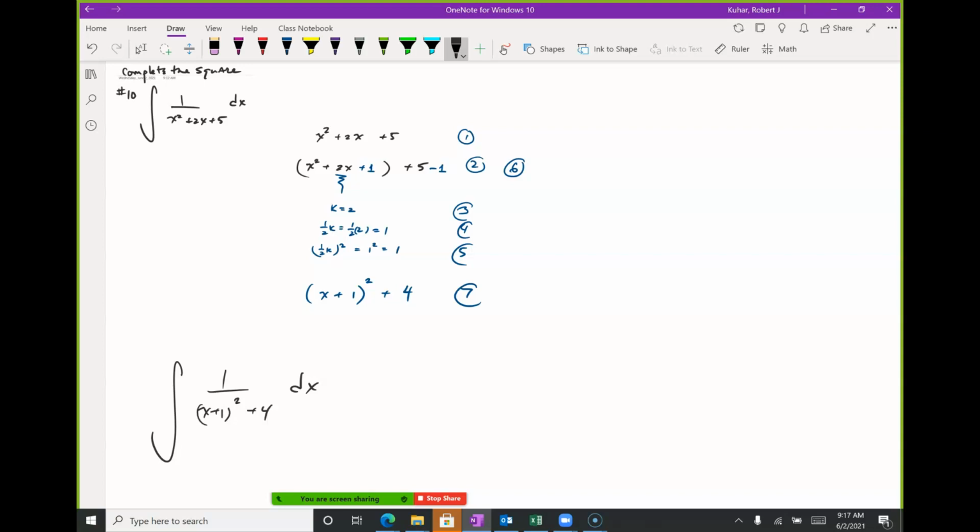You can divide above and below by 4. Exactly. Divide every term by 4, or factor the 4 out of downstairs. Right? I can divide everything by 4. So now I have 1/4 of 1 over 1 plus x plus 1 all over 2 quantity squared dx. And so it's looking more and more like my arctan.